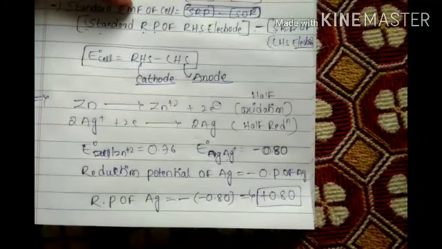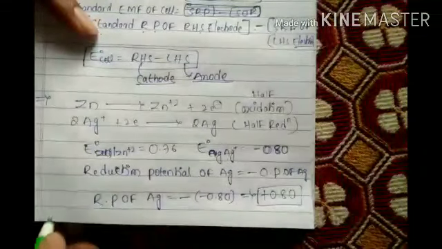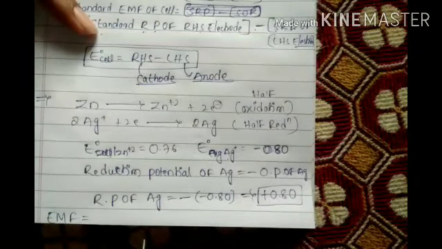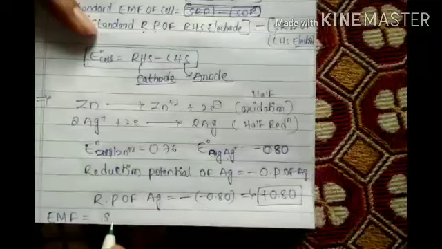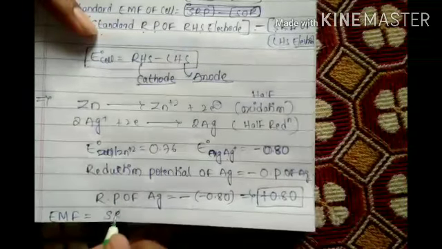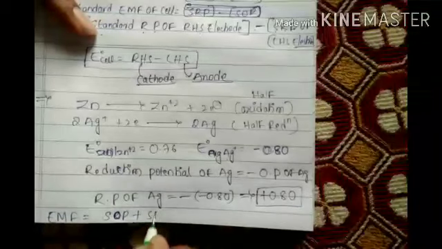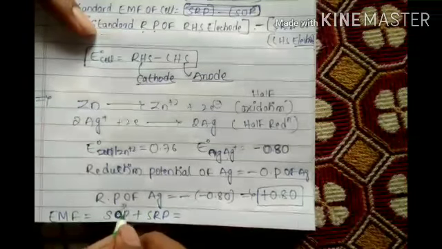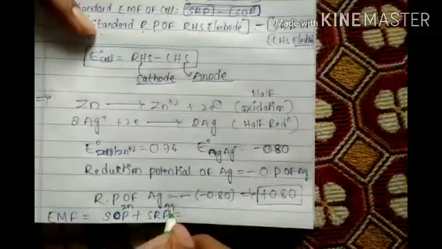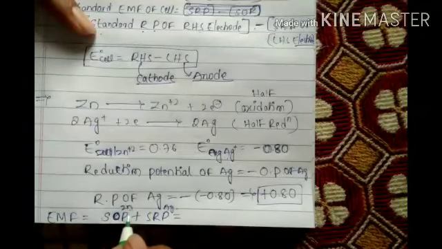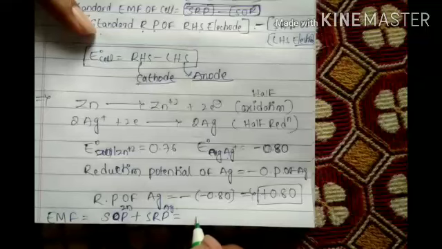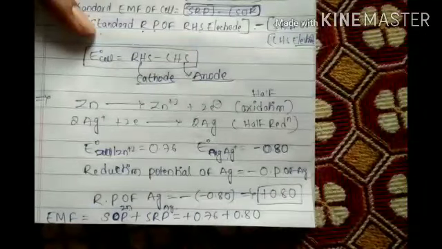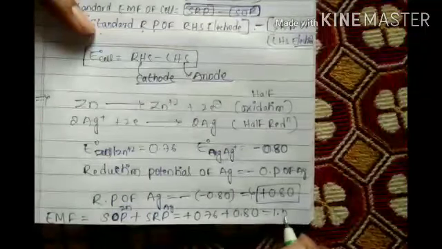So what is the standard EMF of cell? EMF of cell equals oxidation potential of zinc electrode plus reduction potential of Ag. Standard oxidation potential plus standard reduction potential, SOP of Zn plus SRP of Ag. It is 0.76 plus 0.80, which is plus 1.56 volts.